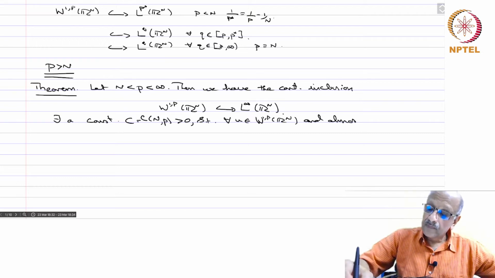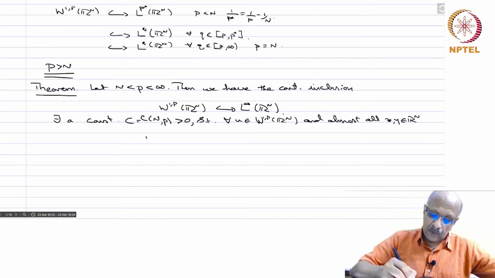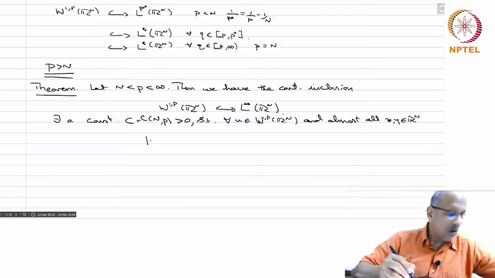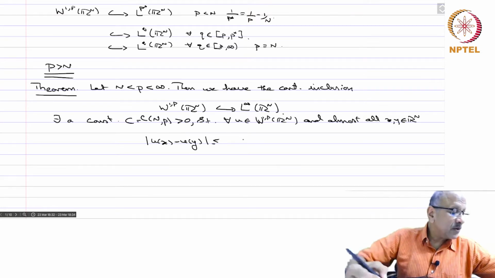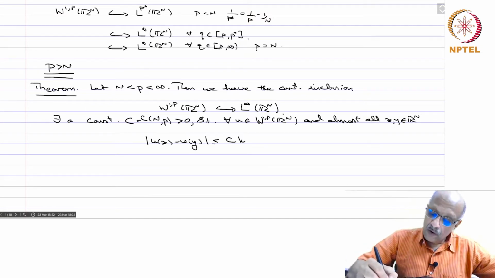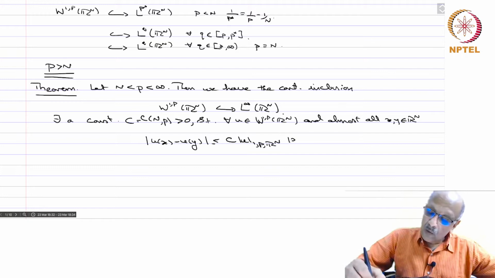for almost all x, y in R^n, that means except for a set of measure 0, all pairs of points, you will have the following inequality: mod of u(x) minus u(y) is less than or equal to C times the norm of u in W^{1,p}(R^n) times mod of x minus y to the power 1 minus n by p.